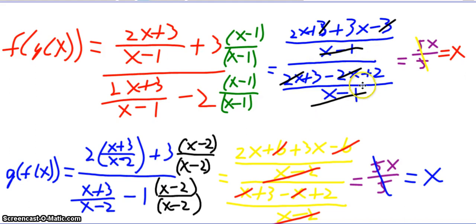The x minus 1 in the numerator and denominator cancel. The 2x and the negative 2x cancel. The 3 and the negative 3 cancel. I'm left with 5x over 5. The 5 is reduced and I get just x.